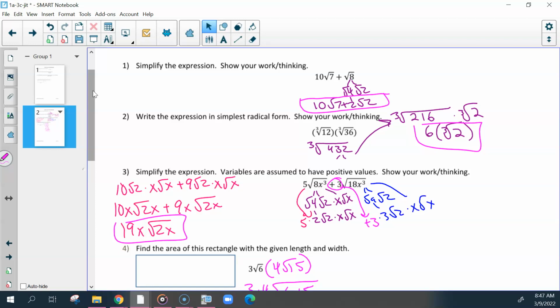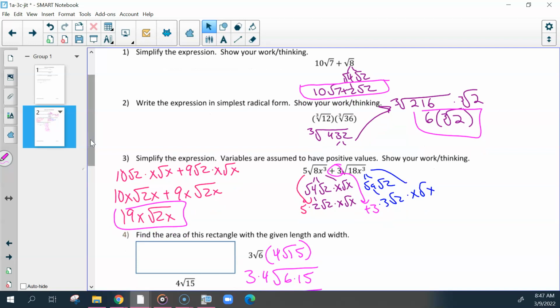So number 1, the final answer should have been 10 times the square root of 7 plus 2 times the square root of 2. That could not be simplified anymore. The radicands are not the same. Questions on number 1? If you flip the order so that it was 2 times the square root of 2 plus 10 times the square root of 7, that is also fine.